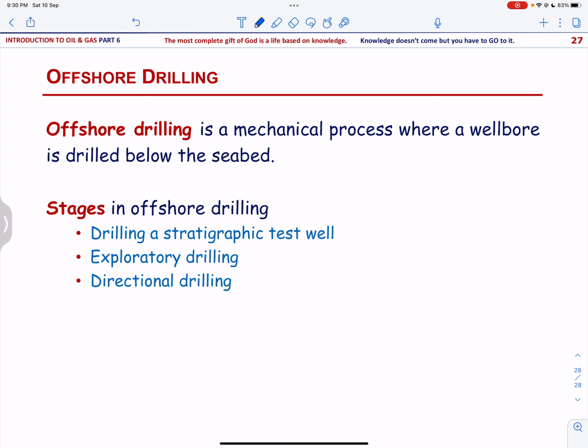The stages in offshore drilling include: first, a stratigraphic test well is drilled. This well is drilled for information only, to know about the types and depth of subsurface formations. Once reserves are known with reasonable certainty to exist and be economically recoverable, exploratory drilling is performed from mobile rigs. The choice of a rig to be used is based on the specific locations.